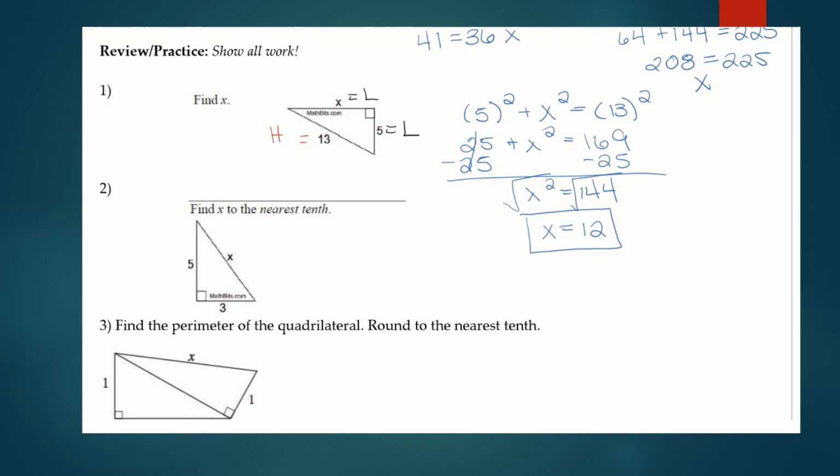Looking at number 2, we're going to round to the nearest tenth. So looking for x in number 2, I can identify x as the hypotenuse. And the reason for that is it's the side that's across from the 90-degree angle. So knowing that, that means 3 and 5 are the legs. Okay, so 3 squared, which is 9, plus 5 squared, which is 25, equals x squared. 9 plus 25 is 34.